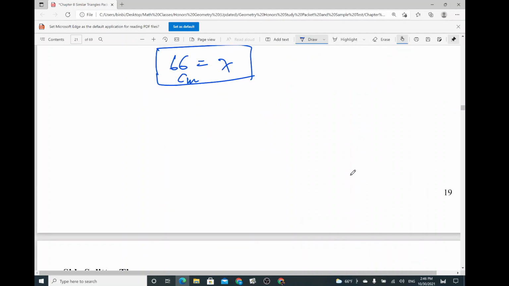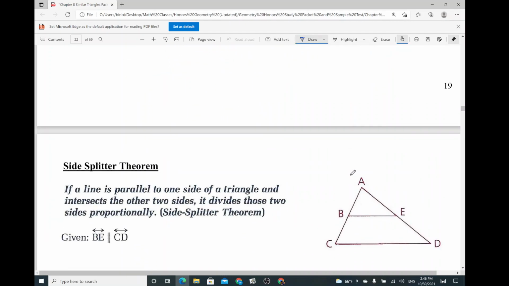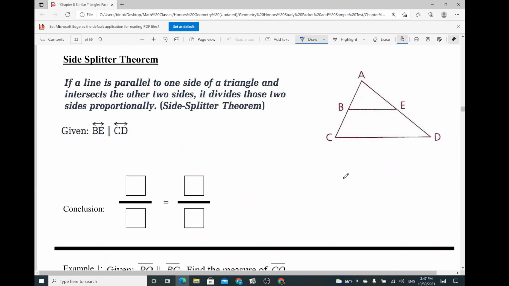Okay, so now let's see what else. Now let's talk about the first proportionality theorem. This one is called the side splitter theorem. If a line is parallel to one side of a triangle and intersects the other 2 sides, it divides those 2 sides proportionally.